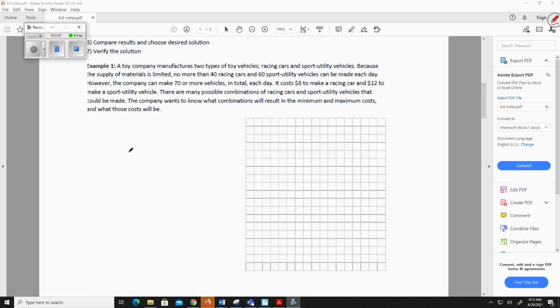Okay, so a toy company manufactures two types of toy vehicles, racing cars and sport utility vehicles. So right there, we can set up our X and Y. Two types of toy vehicles.